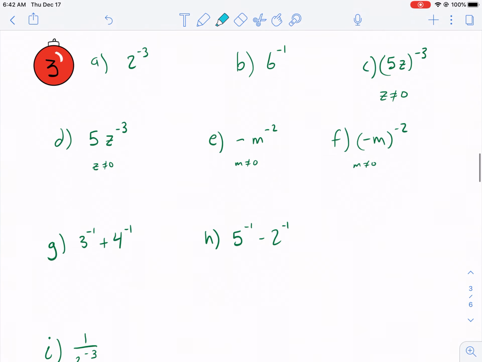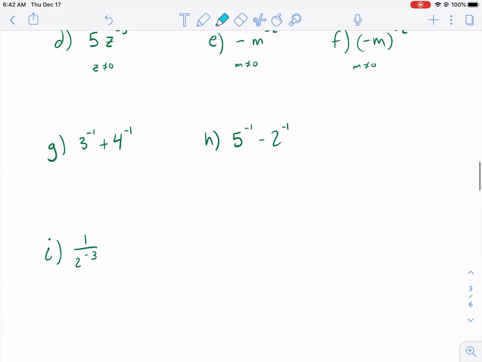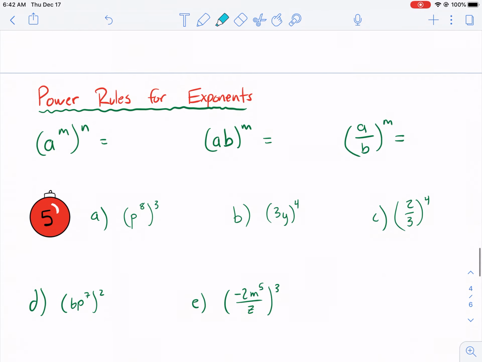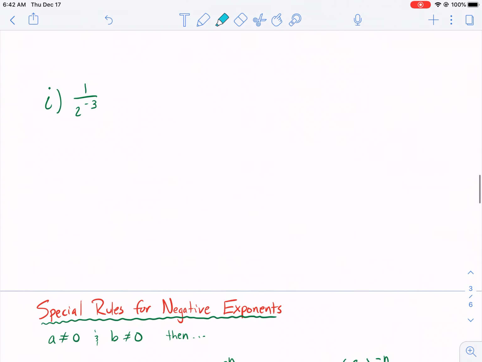All right. I think I'm going to save negative exponents for another day. This is a whole other beast, and we have our negative exponent rules. And we'll get to that in part 2 of this video.